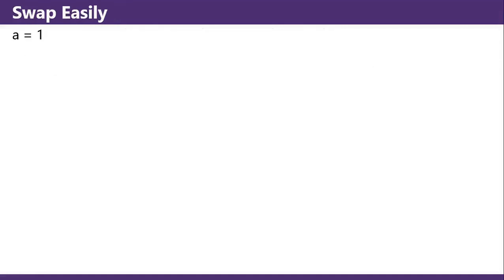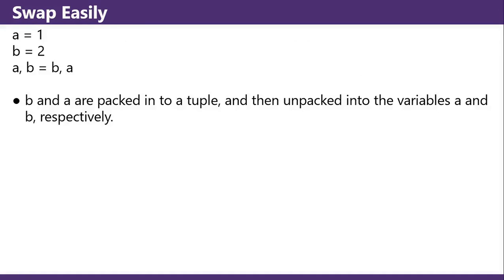Swap easily. A equals 1, B equals 2. A, B equals B, A. B and A are packed into a tuple and then unpacked into the variables A and B respectively.